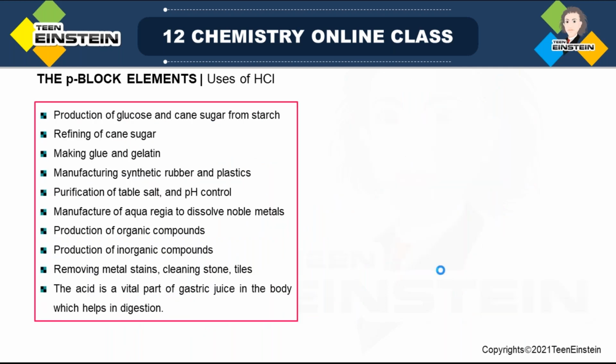Applications of this molecule, that is hydrochloric acid: production of glucose and cane sugar starting from starch, refining of cane sugar, making glue and gelatin. So there is not much to discuss. Okay, just go through these points.